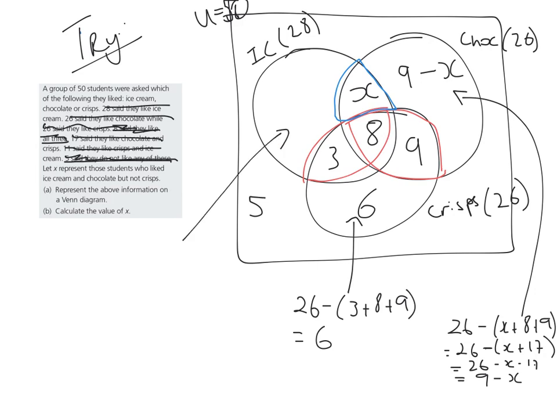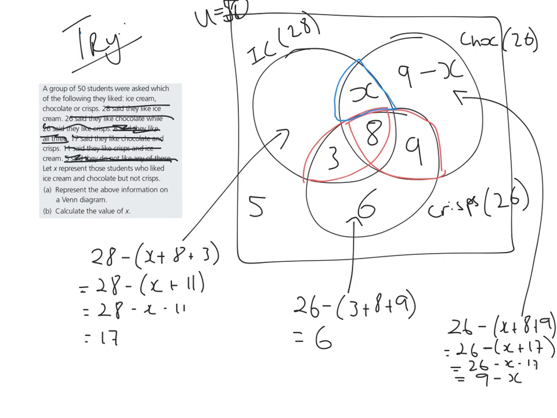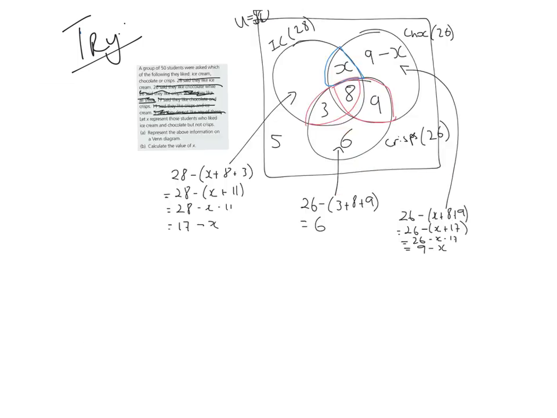And then finally the ice cream circle is going to be 28 minus x plus 8 plus 3. That's going to give us 28 minus x plus 11. Therefore, that's going to be 28 minus x minus 11, which is going to give me 17 minus x. Finally, then, we need to work out the value of x.